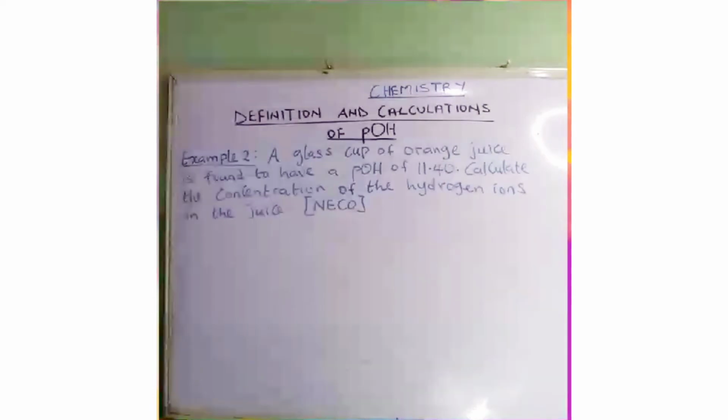Example 2. A glass cup of orange juice is found to have a pOH of 11.40. Calculate the concentration of the hydrogen ions in the juice. This is one of the exam questions in Nigeria, NECO.